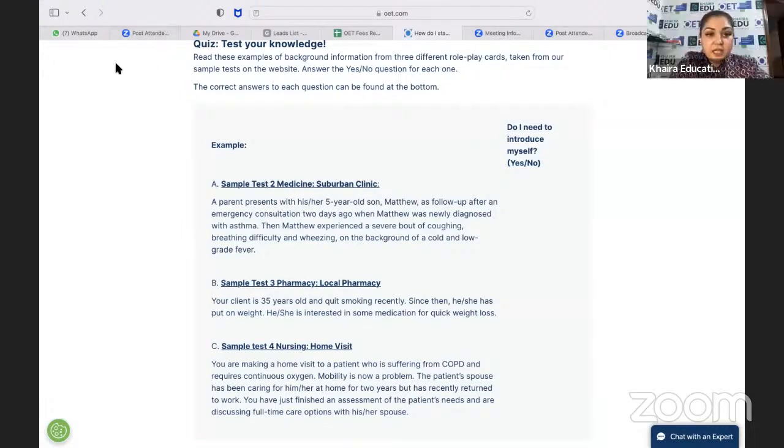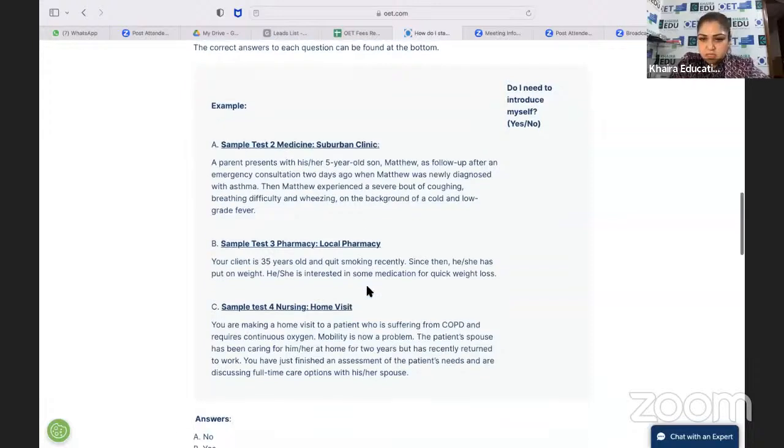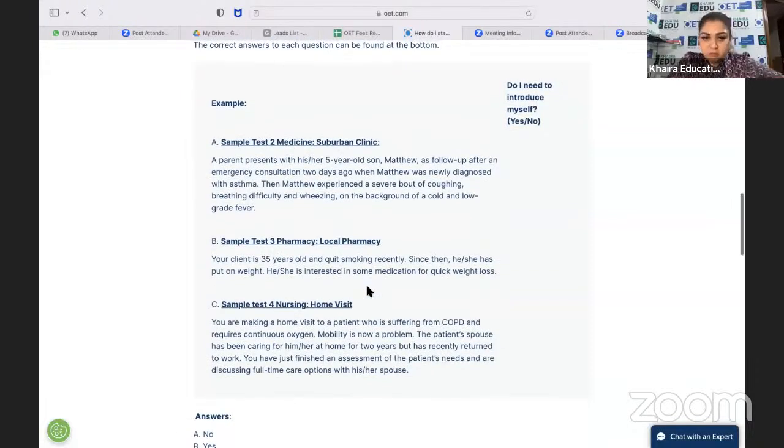So these are the two scenarios that we discussed. According to me also, both are appropriate. Then let's see the second one. This is for a pharmacist, and the setting is a local pharmacy. Your client is 35 years old, quit smoking recently. Since then, he or she has put on weight. He or she is interested in some medication for quick weight loss. In this case, would you need to introduce yourself?